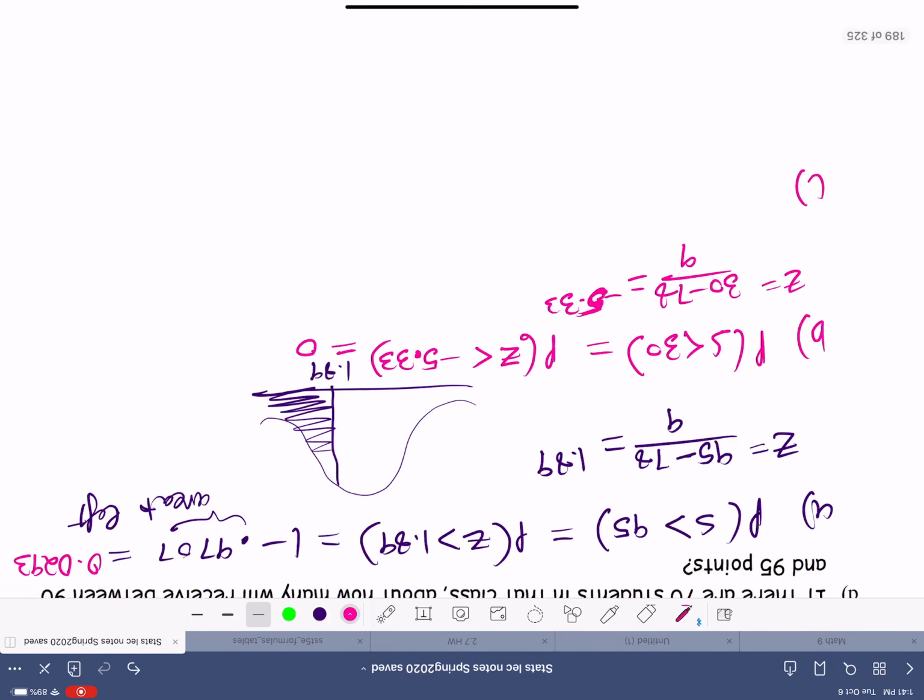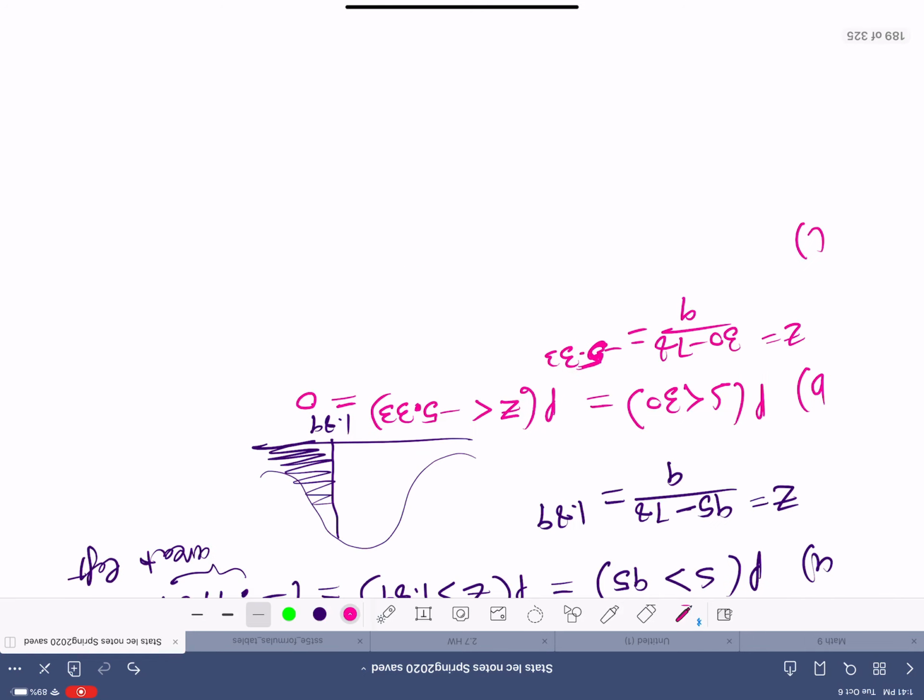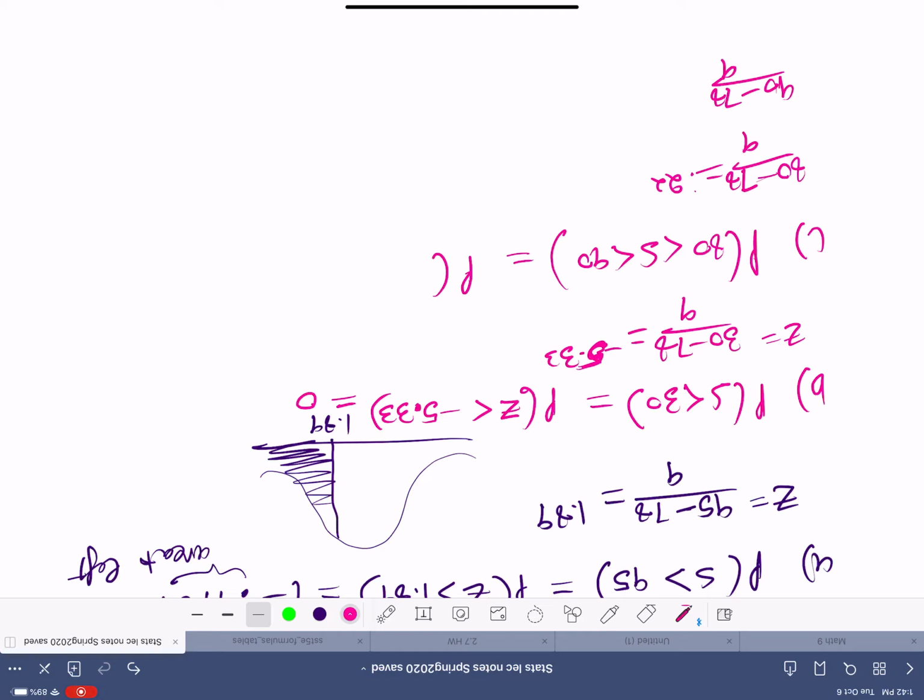Let's look at part C now. Part C: we are looking for the score between 80 and 90. What's the probability of selecting somebody whose score is between 80 and 90? We have to find the z-scores for both 80 and 90. So we'd have to do 80 minus 78 over 9. That is 0.22. And 90 minus 78 over 9 turns out to be 1.33. So we're looking for the area that lies between the z-scores of 0.22 and 1.33.